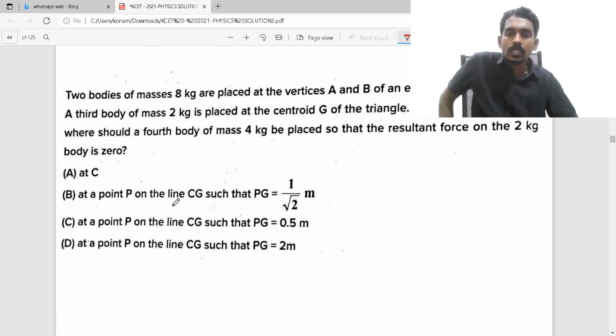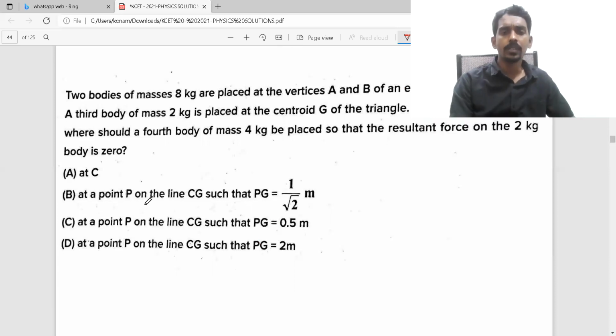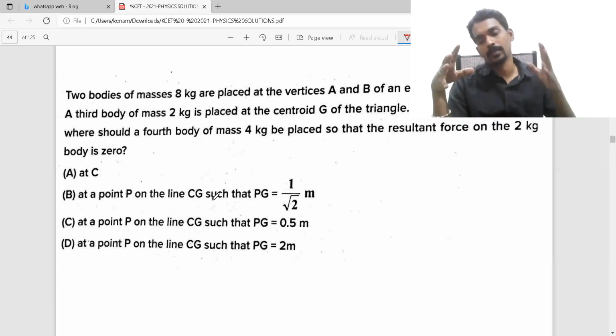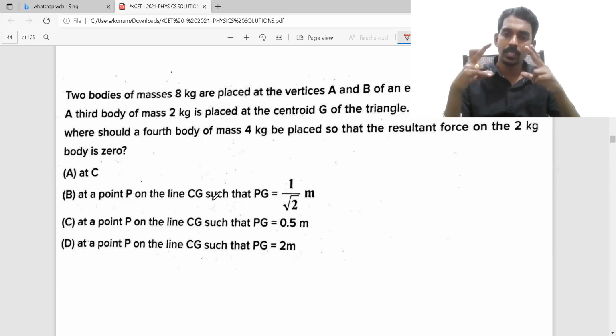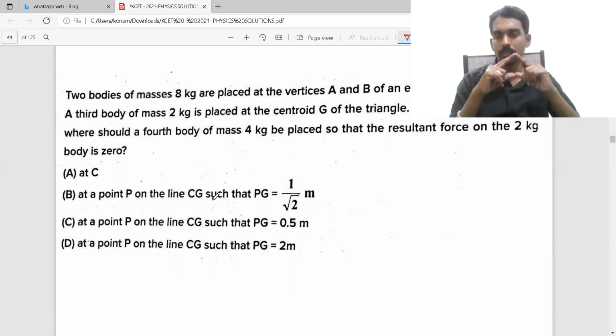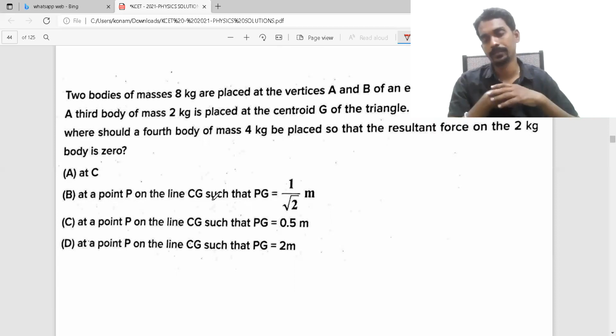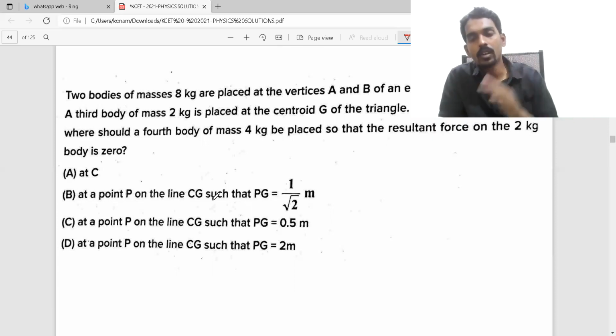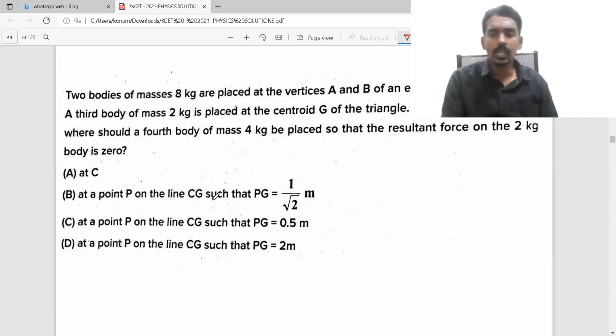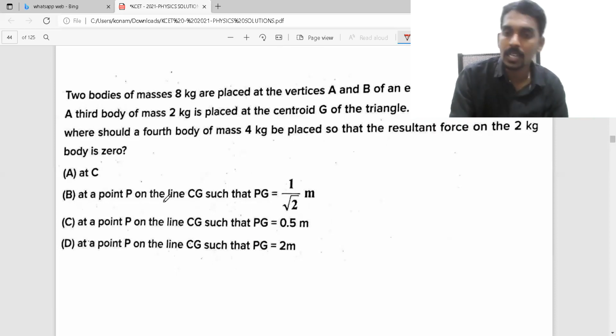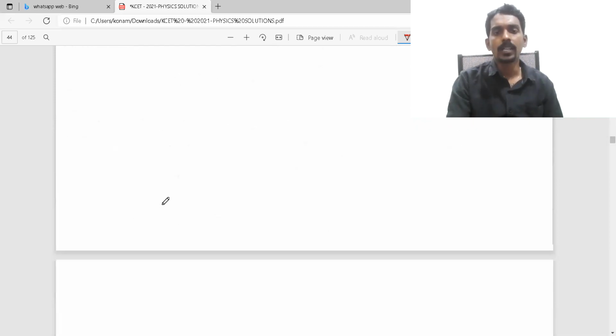Now, here the question is difficult actually, because generally we know that if three masses are at the three corners of an equilateral triangle, or three charges are at the three corners of an equilateral triangle, then at the centroid the field is zero, whether it is electric field or gravitational field, in case of gravitation or in case of electrostatics.